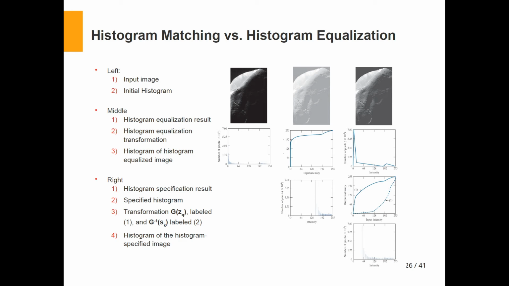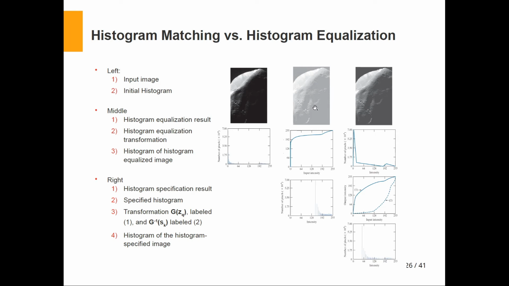Here is an example of how histogram matching and histogram equalization can produce different results. On the left we have an input image, and underneath it we have the image of the histogram. As you can see, the image is very dark, but it also has very bright regions. But overall, the image is dominated by dark and black regions. So now let's see how histogram equalization can improve this image.